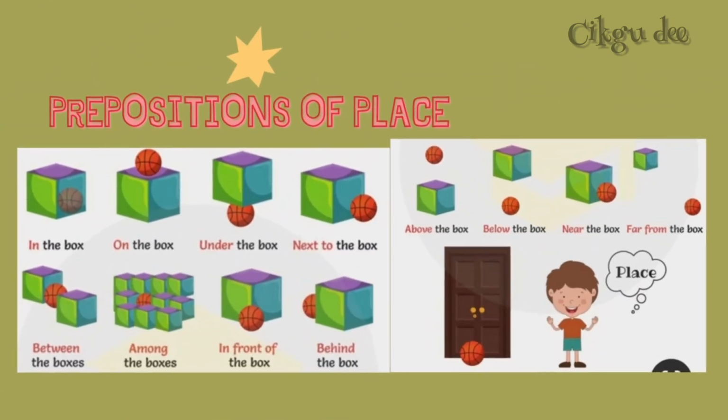Okay, now, prepositions of place. Look at the ball. In the box. The ball is in the box. The ball is on the box. The ball is under the box. Next to the box. Between the boxes.